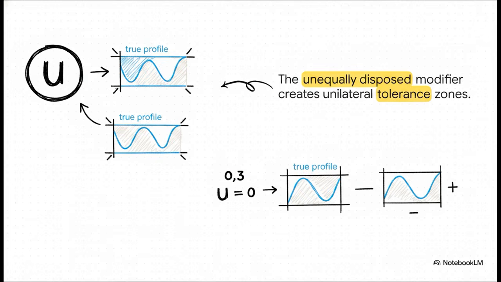So by default, a profile tolerance zone is split perfectly down the middle, meaning half of it is inside the true profile and half is outside. But you aren't locked into that. Enter the unequally disposed modifier. It's represented by a U inside a little circle.